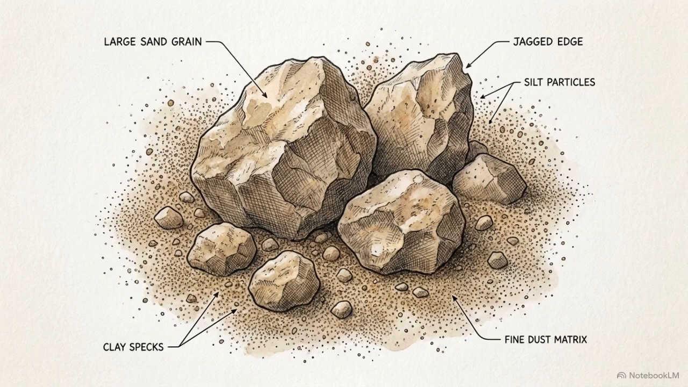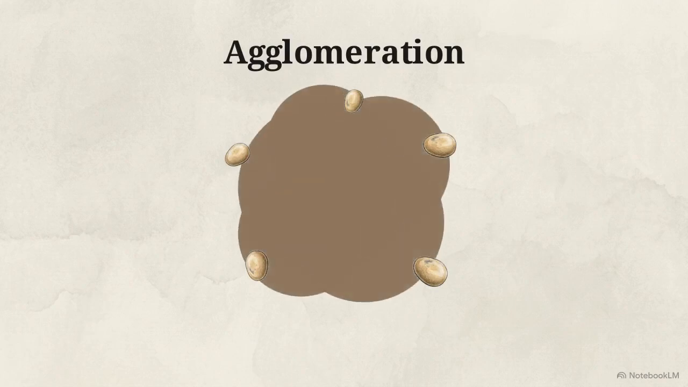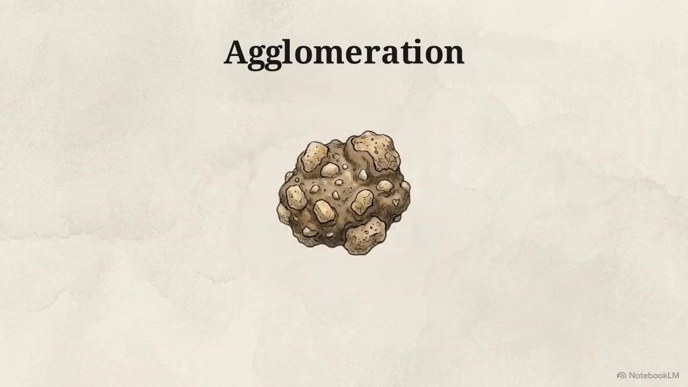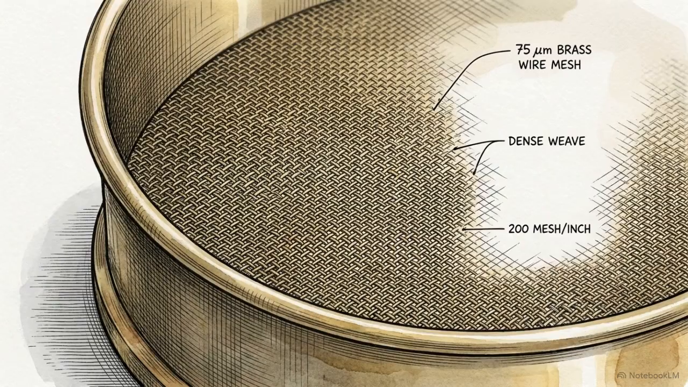Even a representative sample contains silt and clay particles, microscopic matter smaller than 75 microns, that must be removed before dry sieving. These fine particles cause agglomeration, where clay binds smaller sand grains into larger clumps. During a dry test, these clumps would be incorrectly recorded as large particles. We wash these out using a 75-micron sieve.